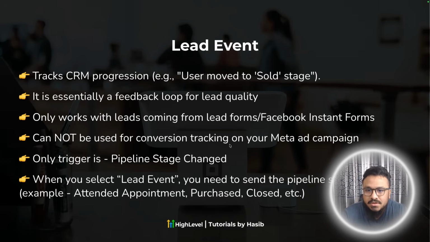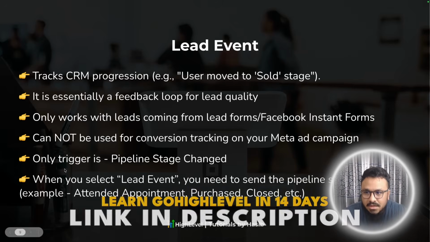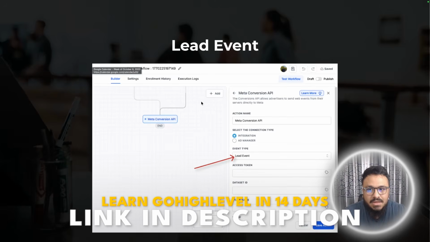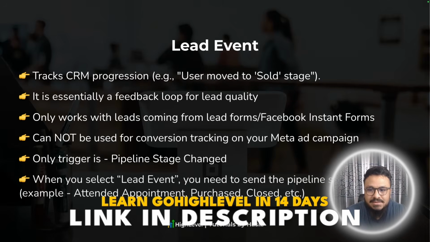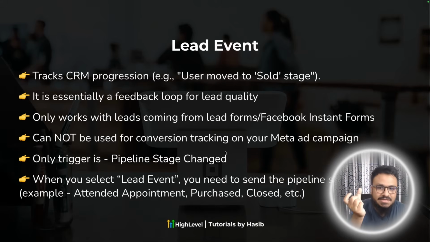It cannot be used for conversion tracking on your Meta ad campaign. So when you're sending lead events, they won't be counted as conversions in the pixel. They will just be counted as quality signals or lead quality information in the pixel. The only trigger is pipeline stage changed. So when you are creating a workflow to send lead events using CAPI, the only trigger you can use is pipeline stage changed, because when you change their pipeline stage, that's when you send the lead event through CAPI.